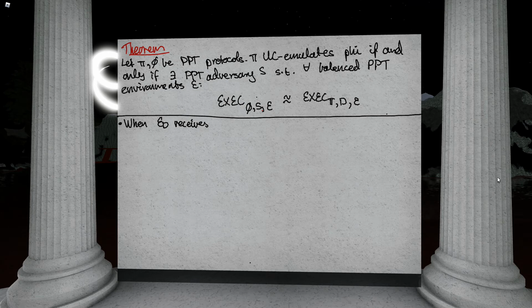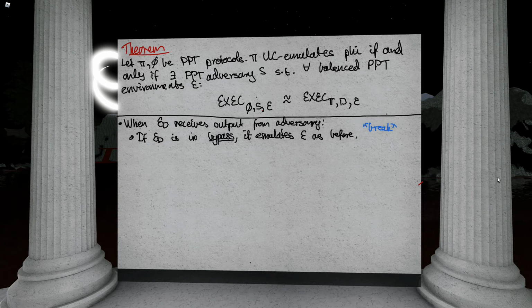Okay, so when it receives an output from the adversary, so the adversary is finished interacting with the protocol, and now it's ready to hand control back to the environment. So if ED is in bypass, I don't know how to phrase this other than to say it's like a break statement in C. It's just going to go straight back and emulate E in exactly the same manner as before. Right, so it's like we break this case and go to the previous one. Okay. I should say with the output.